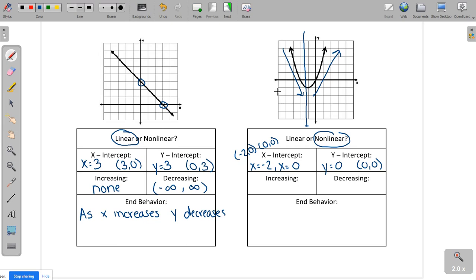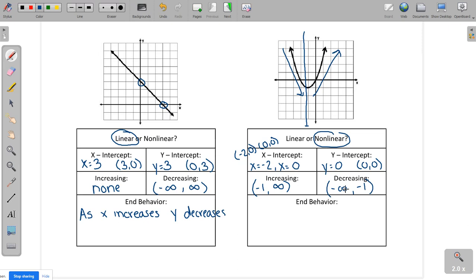So we go from -1 to positive infinity. And then decreasing, we're going from negative infinity to -1.